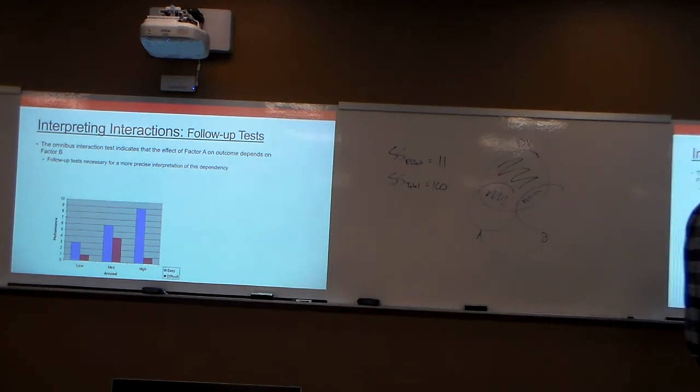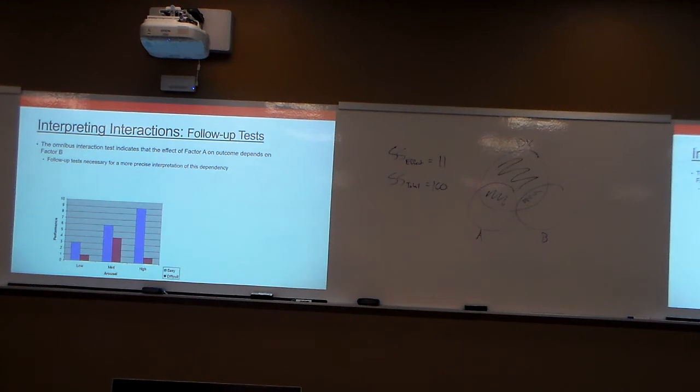So if I have an interaction, remember that my interaction effect just says that the effect of factor A on my outcome is dependent on factor B. Or I can switch it around: the effect of B on the outcome depends on factor A, right? If this is what I find, I need some sort of approach to follow up with this. I need to do something to tease this stuff apart, okay?